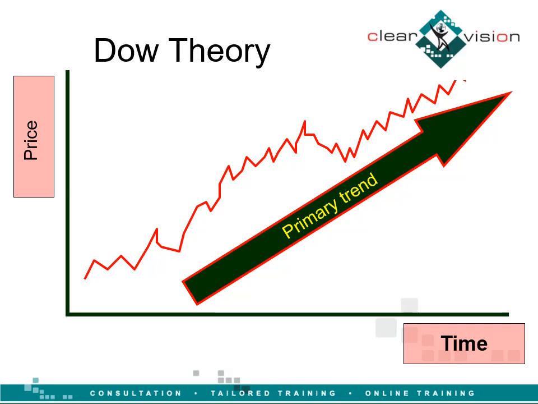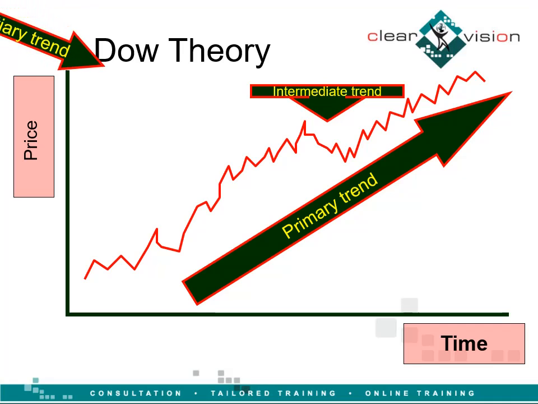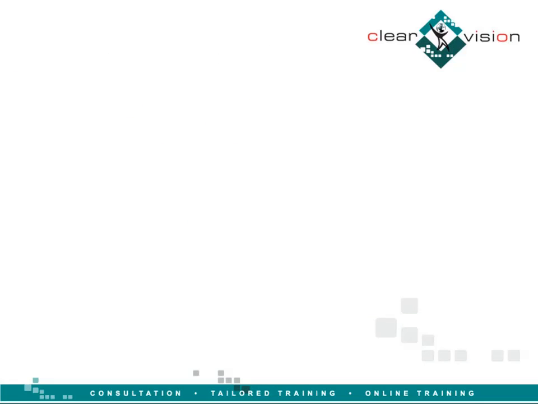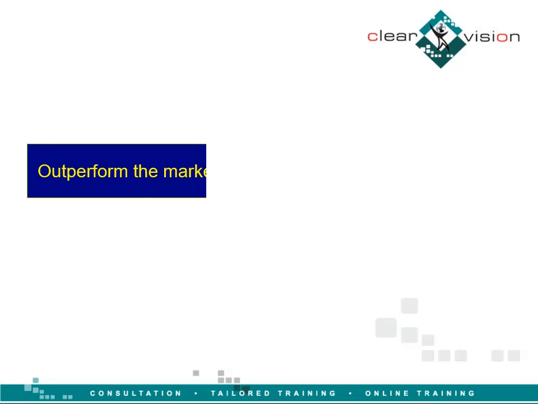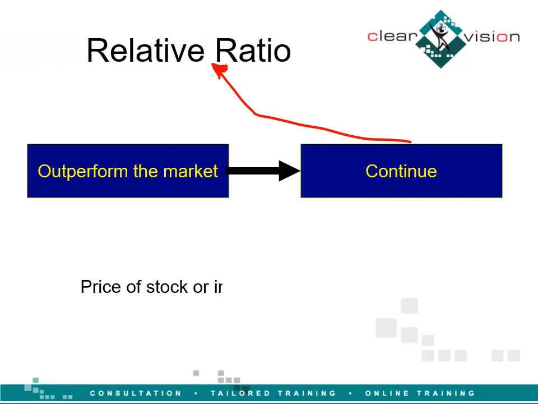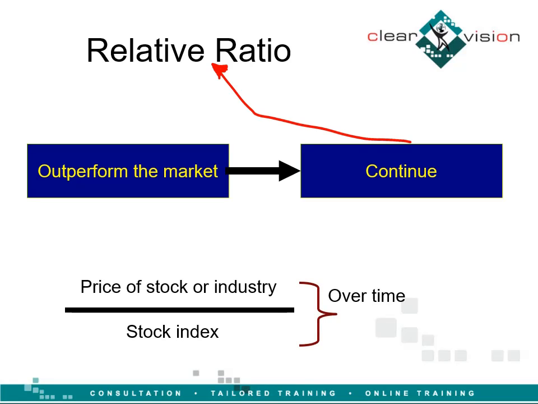The second is the intermediate trend, which is caused by short-term deviations of prices from the underlying trend line. The third is the tertiary or minor trends, which are the daily fluctuations, considered of little importance. Technicians believe that if a stock or industry outperforms the market, then it will continue to do so. This is called the relative ratio. It's calculated by measuring the price of the stock or industry and dividing by the market index over a period of time.